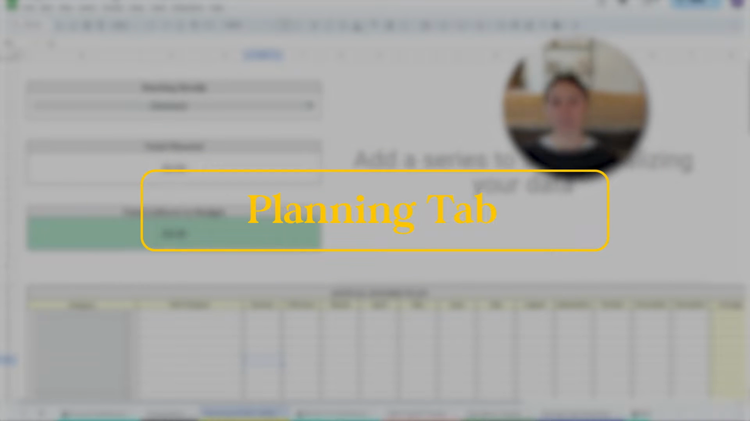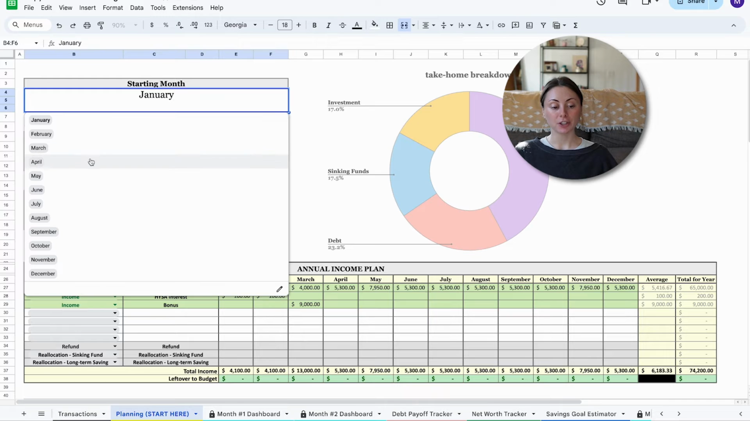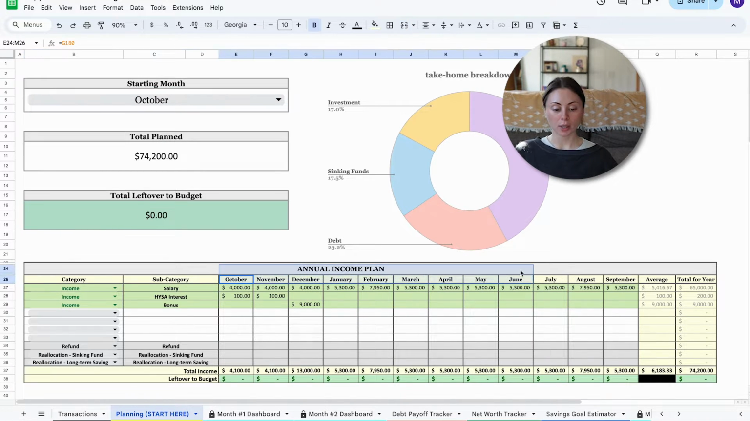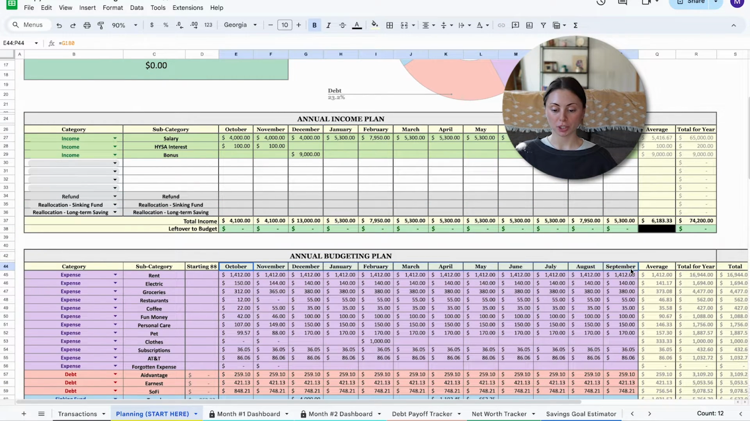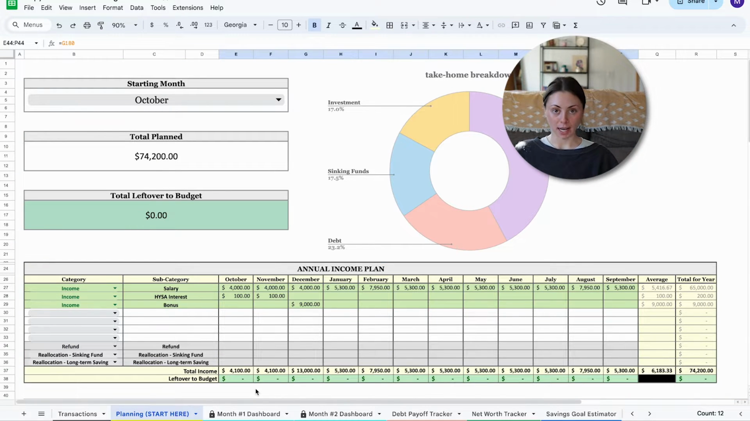We're gonna start with the planning tab and choosing our starting month. This is a change I made from the last version. You can actually start in any month. If you're starting in the middle of the year, let's say for example, October, it's going to update your months in your annual income plan and your annual budgeting plan to the October start, but it's also going to update all of the dashboards. That's why this says month 1, month 2 instead of January, February.